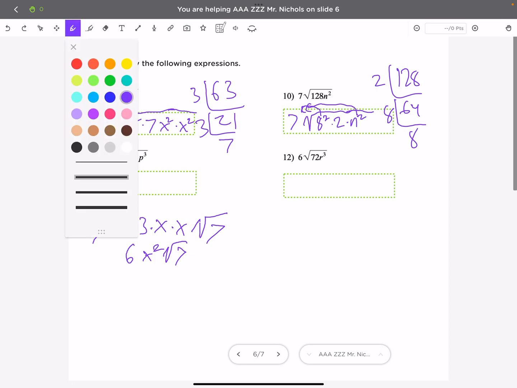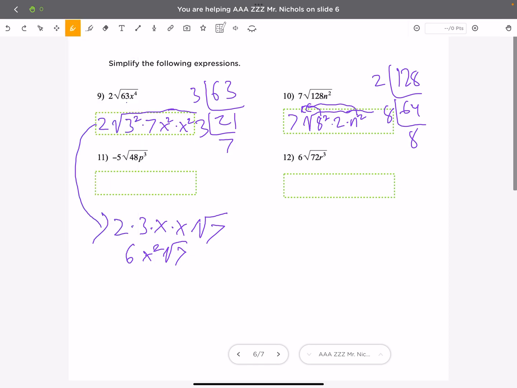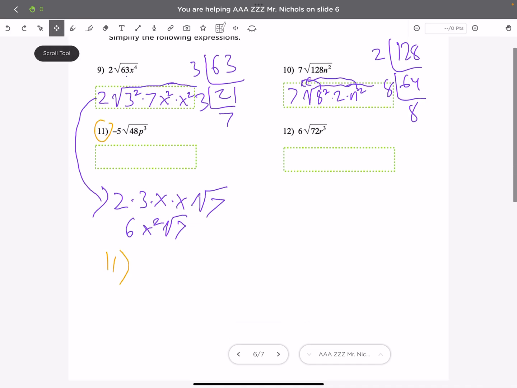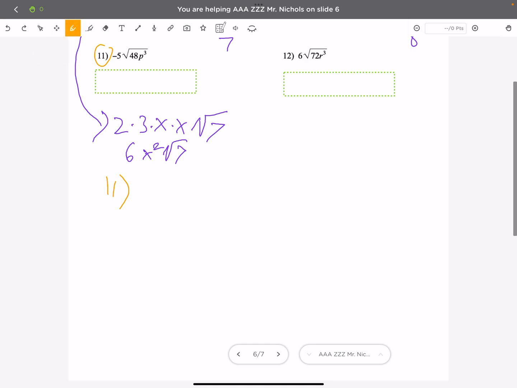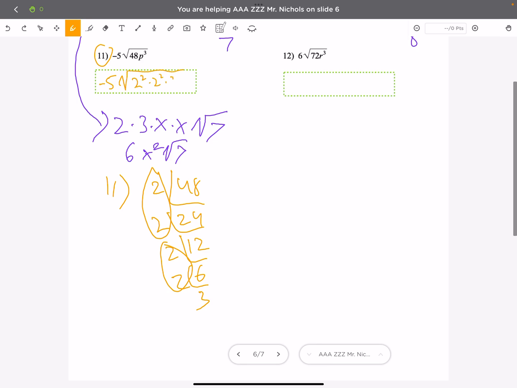All right. For problem 11, over here, we would do the same thing, 48, prime factorization, 2 and 24, 2 and 12, 2 and 6, 2 and 3. So I have 1 pair, 2 pairs. And so this is going to be minus 5 square root of 2 squared times 2 squared times 3.